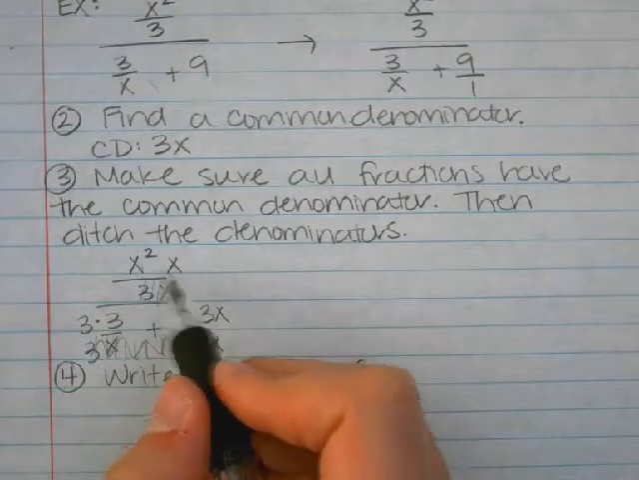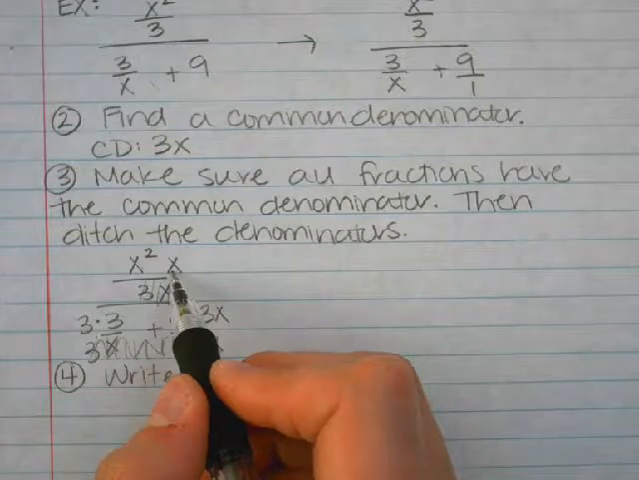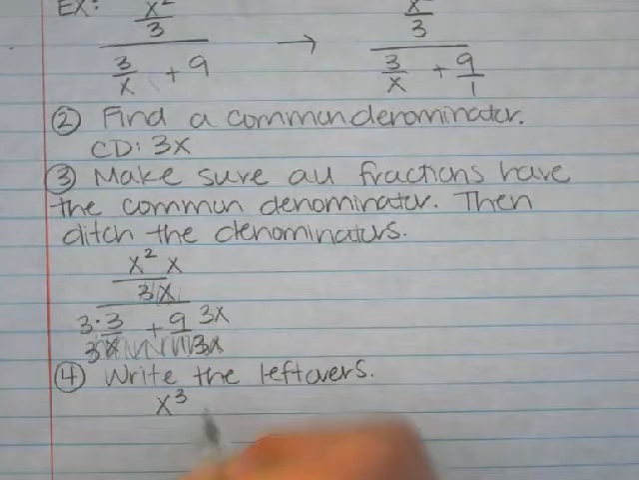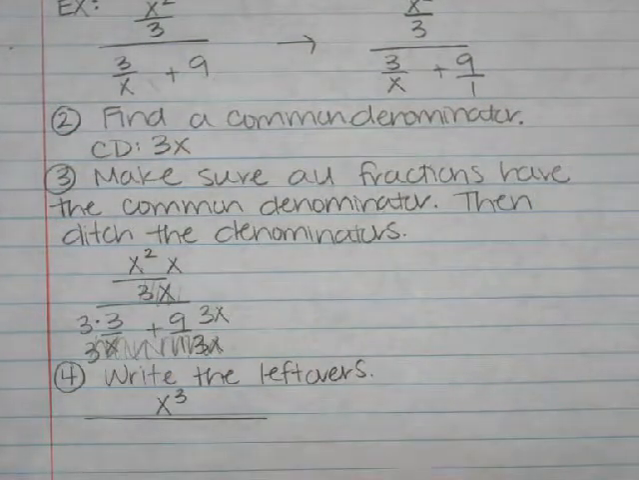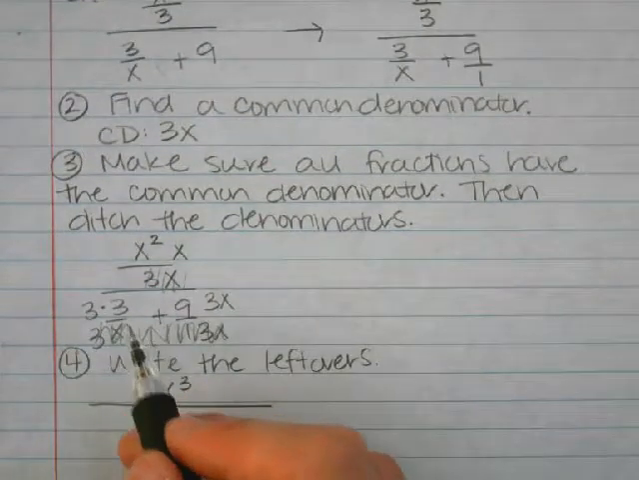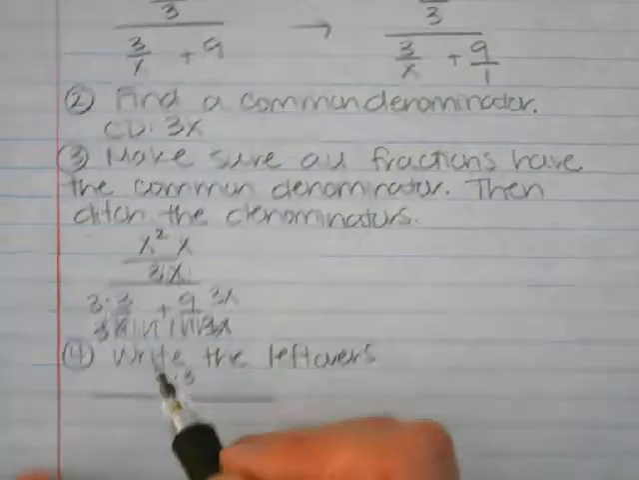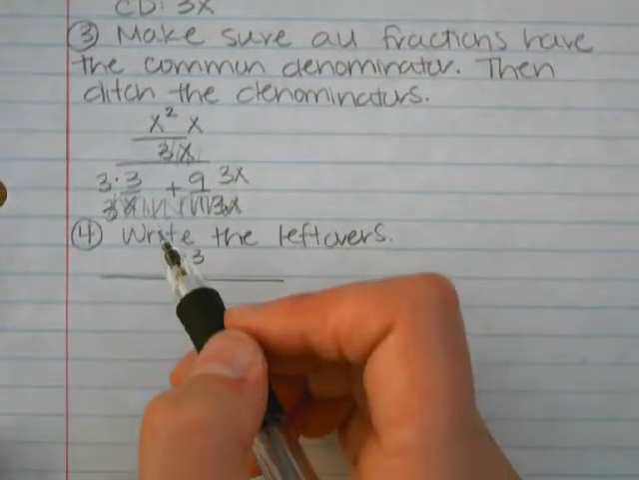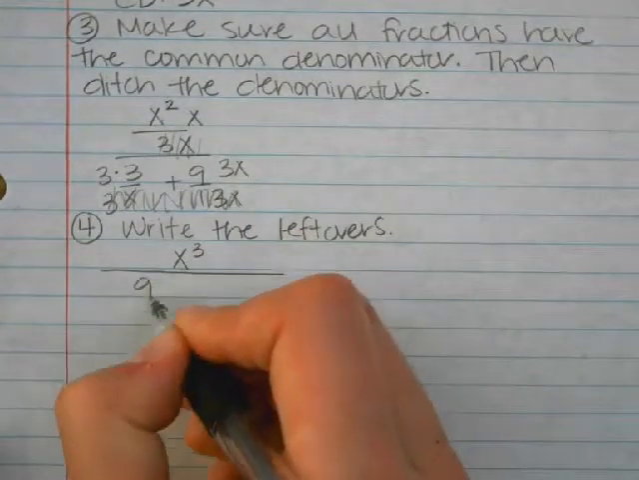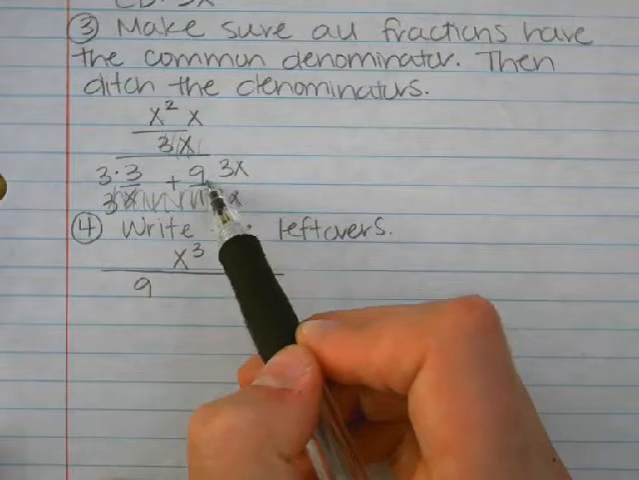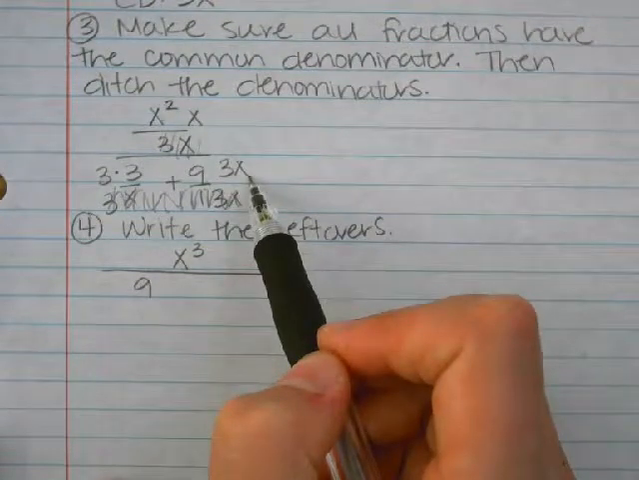So x squared times x. And then on the bottom we've got 3 times 3. And we've got 9 times 3x.